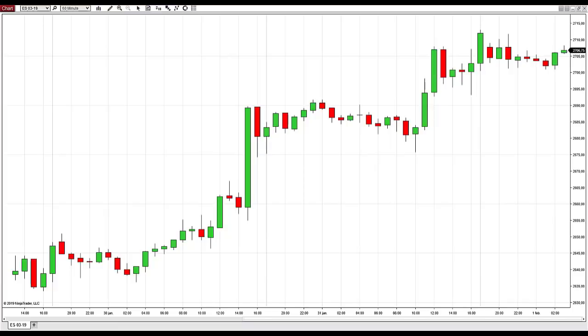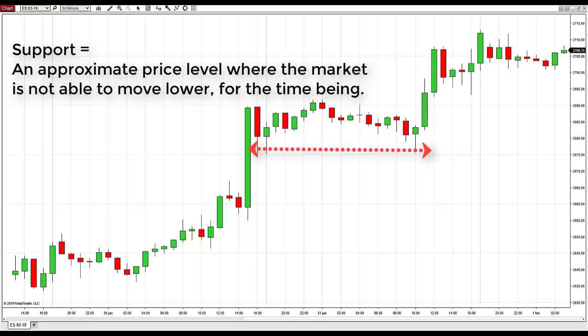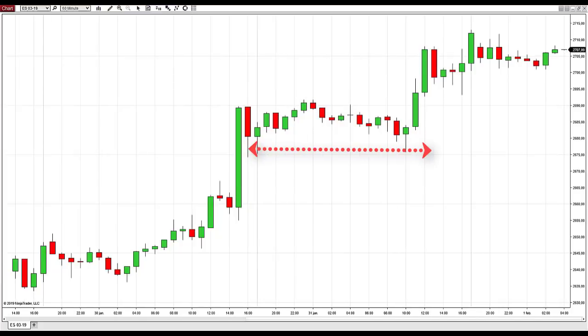Alright, so let's define support. We define this as an approximate price level where the market is not able to move lower for the time being. And the reason for this is because buyers will step in and start buying when the market nears and reaches that approximate price level. And sellers, they will stop selling because they don't believe that the market is going any lower.